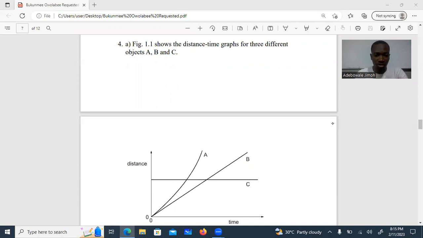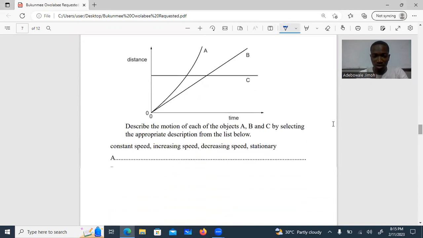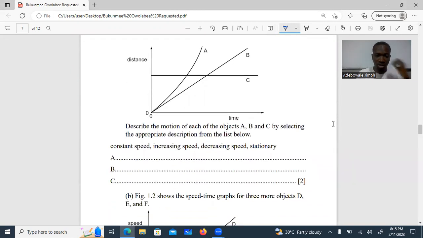Question number 4a says, figure 1.1 shows the distance-time graphs for 3 different objects, A, B, and C. And here is figure 1.1. Let's see the questions on figure 1.1. It says, describe the motion of each of the objects A, B, and C by selecting the appropriate description from the list below. The first one is constant speed.